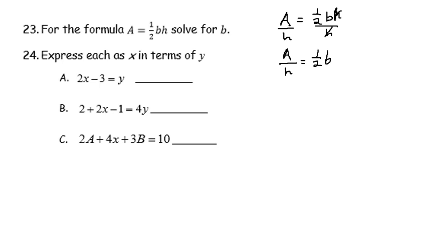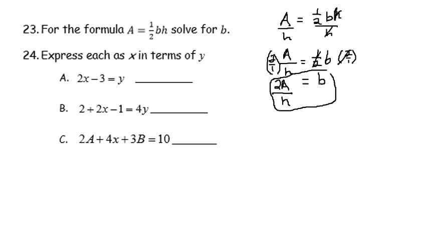Now we need to get rid of the 1/2. And if you remember, to get rid of a fraction that's being multiplied, we multiply by the reciprocal. The reciprocal of 1/2 is 2/1. So we do that on both sides. The 2/1 and the 1/2 are going to cancel out. And that gives us B equals 2 times A is 2A, and 1 times H is H. So here is the answer to 23.